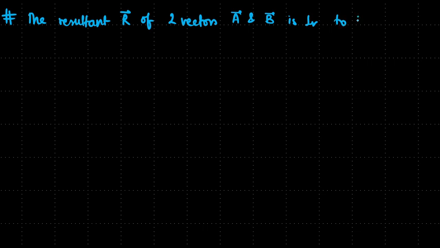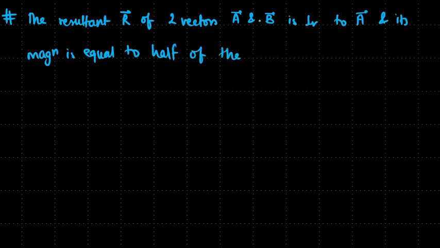Today we are going to do another question, which is: the resultant vector R of two vectors, vector A and vector B, is perpendicular to vector A, and its magnitude is equal to half of the magnitude of vector B.